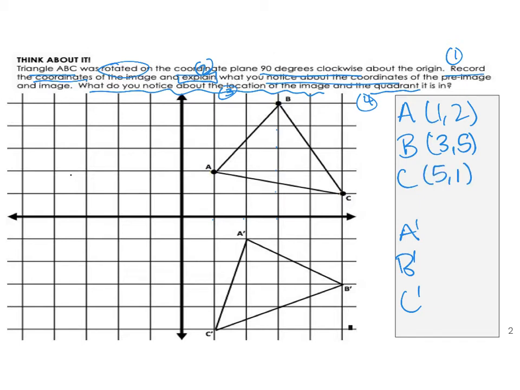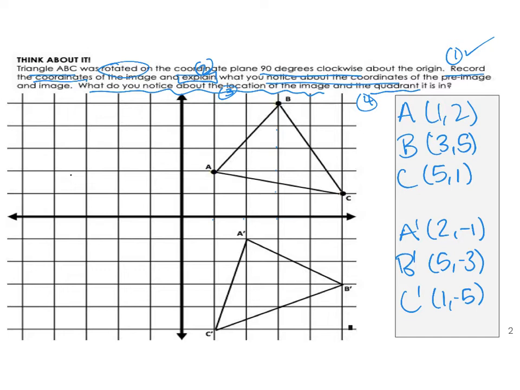For my image after the rotation, A is now located at 2, -1. B is located at 5, -3. And C is located at 1 and -5. So double check your ordered pairs. If any need to change, change them now. So that's the first thing. Check. Explain what I notice about the coordinates.